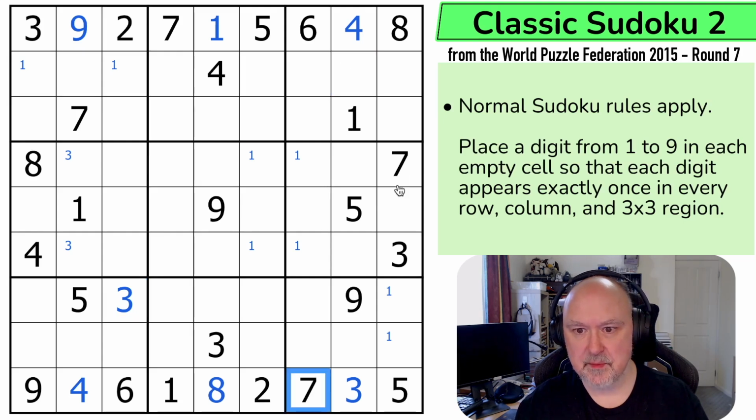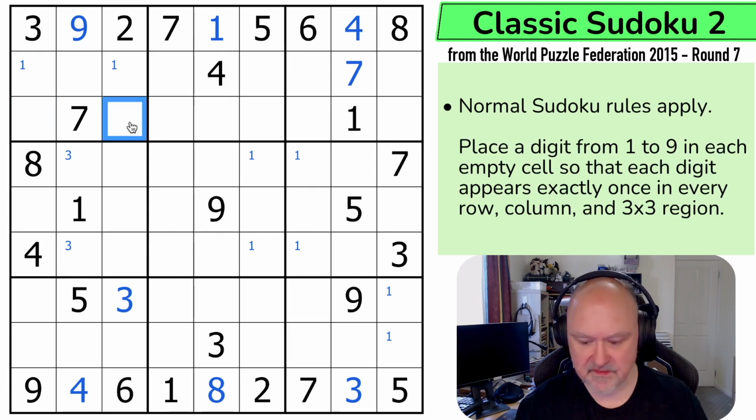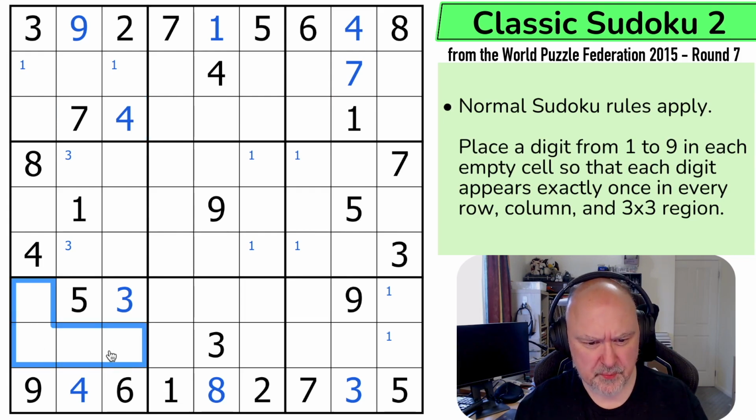7 is right here by Sudoku, so that's a 7. 4 is in one of those 2 by Sudoku, but not there, so this is a 4. What am I putting in here? 1, 2, 7, and 8.